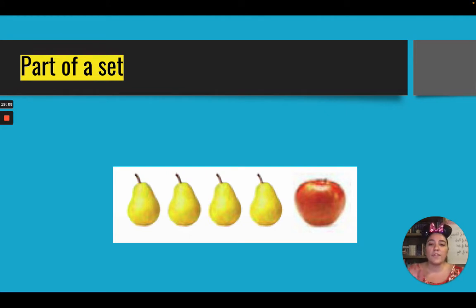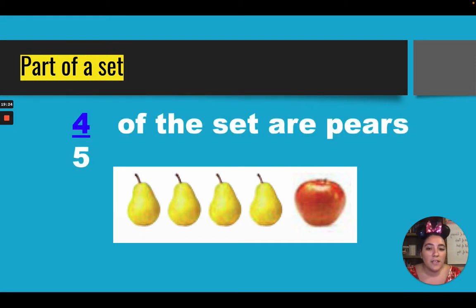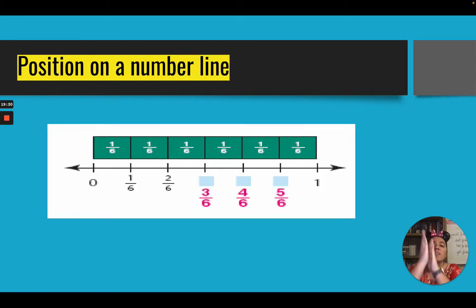And then what would the fraction be for the pears represented in this model? What fraction of this model is pears? All right, thinking? And you should have said 4/5. So 4/5 of this model are pears, and 1/5 of this set is an apple. All right, position on the number line. So everyone has been doing super awesome. You've gotten lots of practice of this on ST Math. Ooh, the number line.